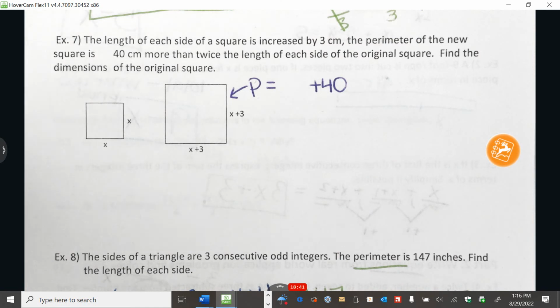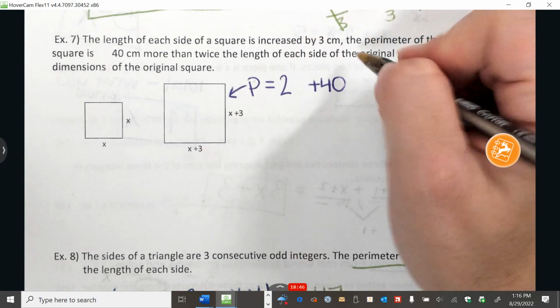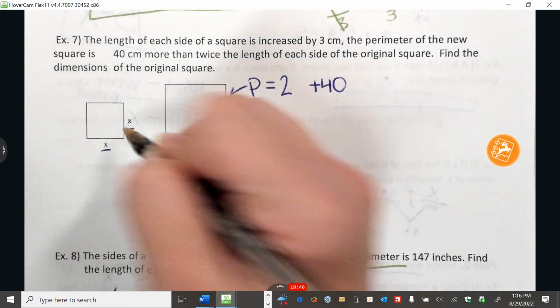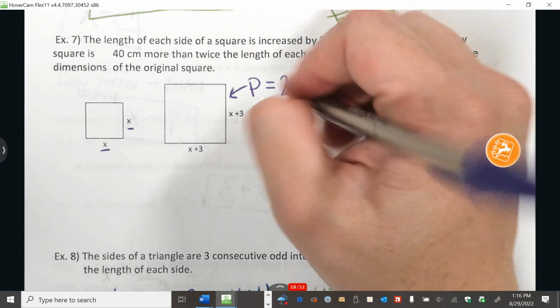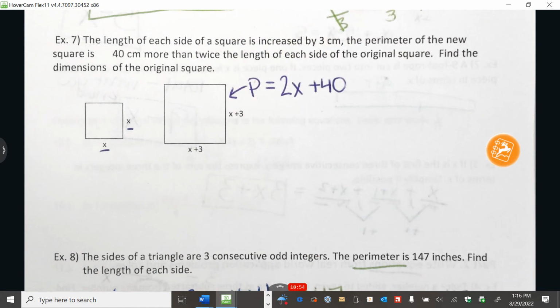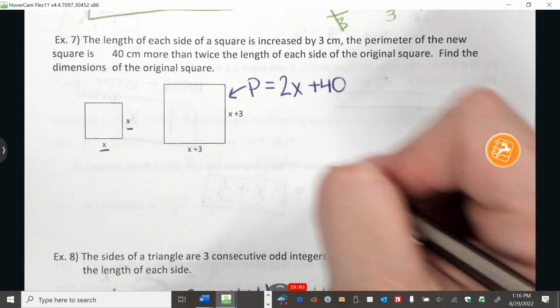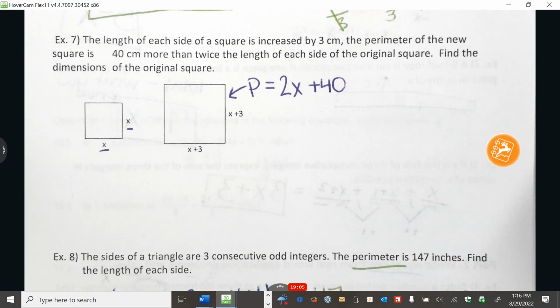Twice the length. What does that mean? So 2 times the length of the original square. What do we use to represent the length of the original square? Yeah. Now, how else could I find perimeter? Add up all the sides.